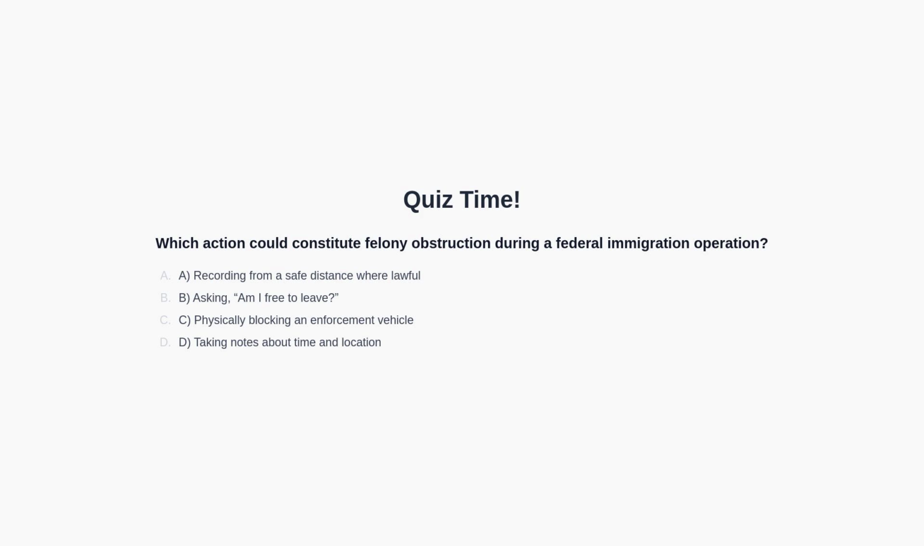Here is the second quiz question. Which action could constitute felony obstruction during a federal immigration operation? The options are A, recording from a safe distance where lawful, B, asking if you are free to leave, C, physically blocking an enforcement vehicle, and D, taking notes about time and location. You may pause the video now to think about the answer. We will discuss the answer in the next section of the video.